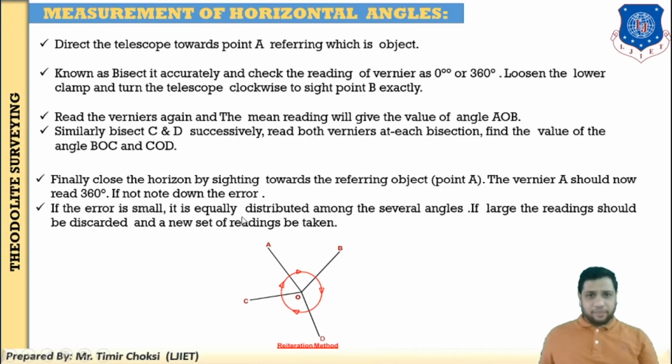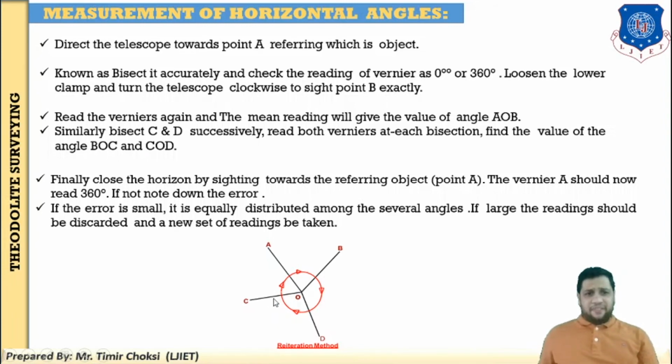Now direct the telescope towards point A, which is the referring object. Here start the procedure. First bisect point A at 0 degrees. Then, checking the vernier 0 and 360, loosen the lower clamp screw and turn the telescope clockwise to bisect B exactly. Read the vernier again; the main reading will give the value of AOB. Following the same procedure, bisect C and D and read both verniers at each bisection, to find the values of BOC and COD.